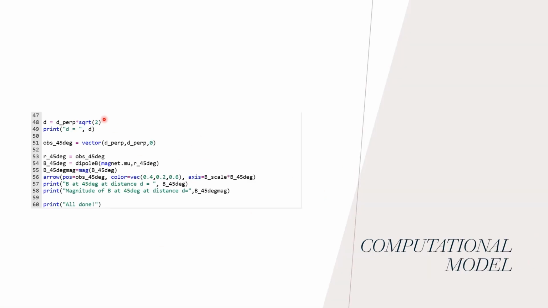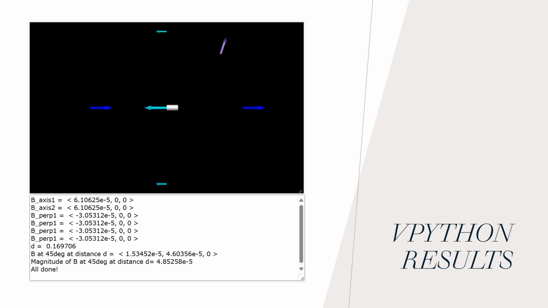And then the last bit of my code is mainly just printing out our different values in the command window, but also just calculating the magnetic field at 45-degree rotation. And here's the result. You can see the bar magnet, our on-axis and off-axis magnetic fields, and the magnitude at 45-degree rotation.